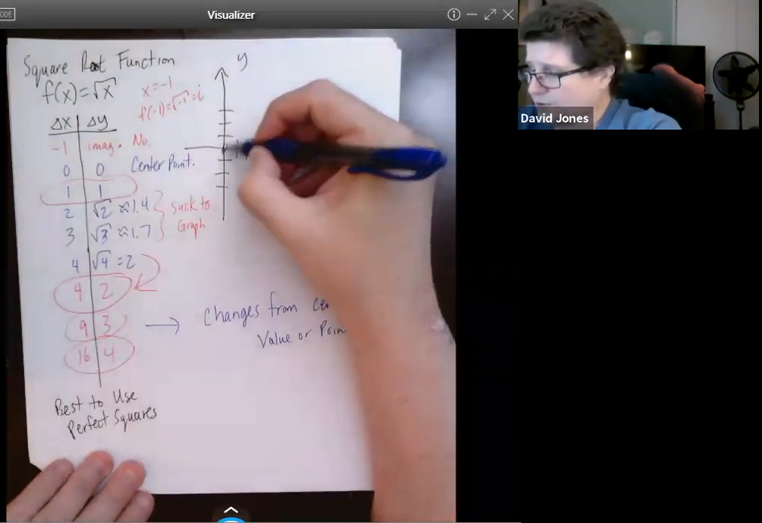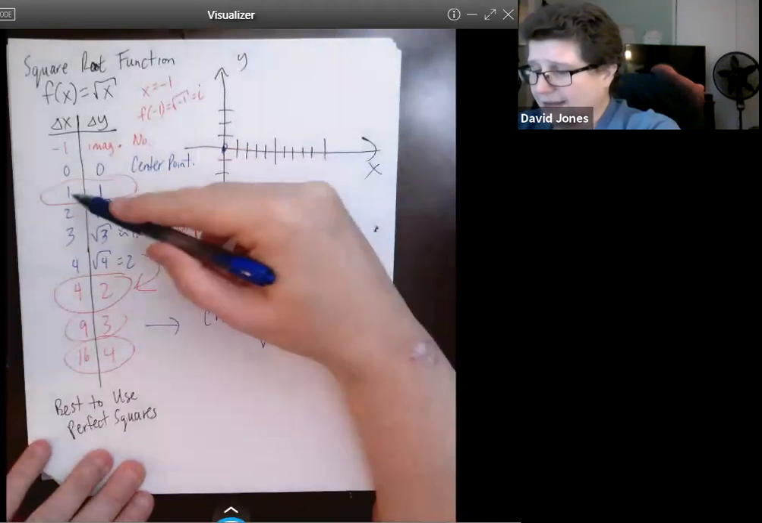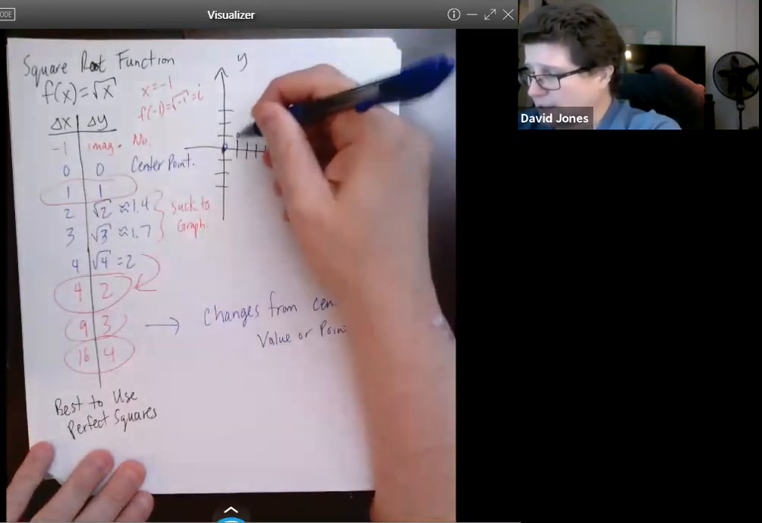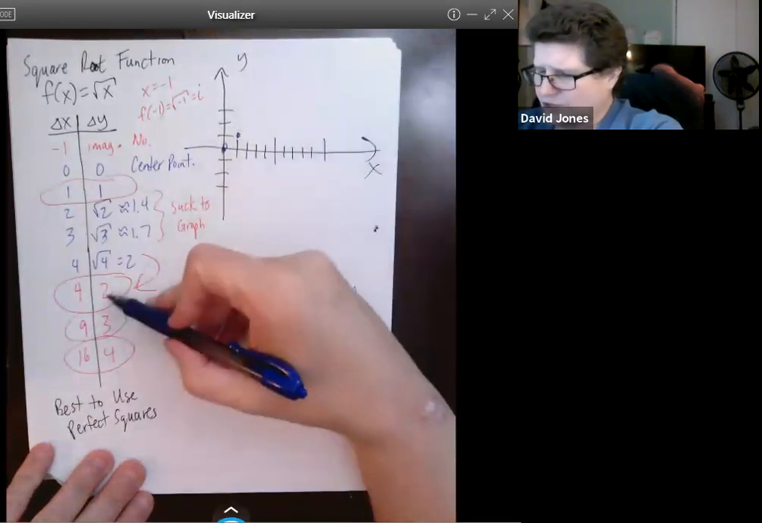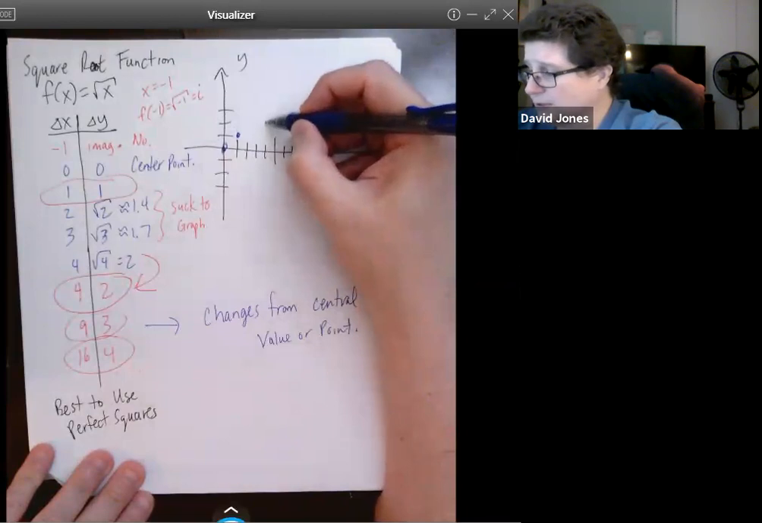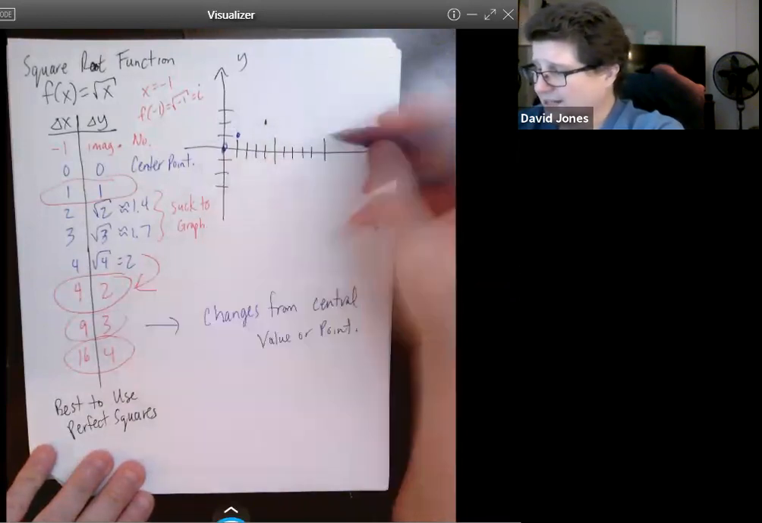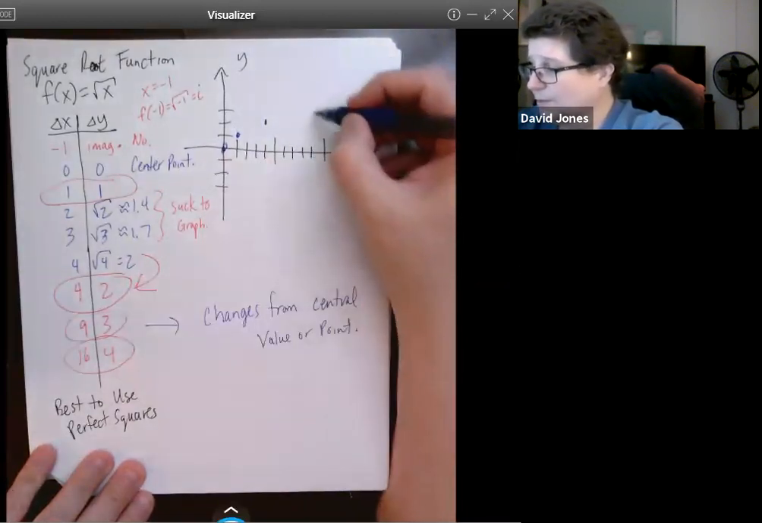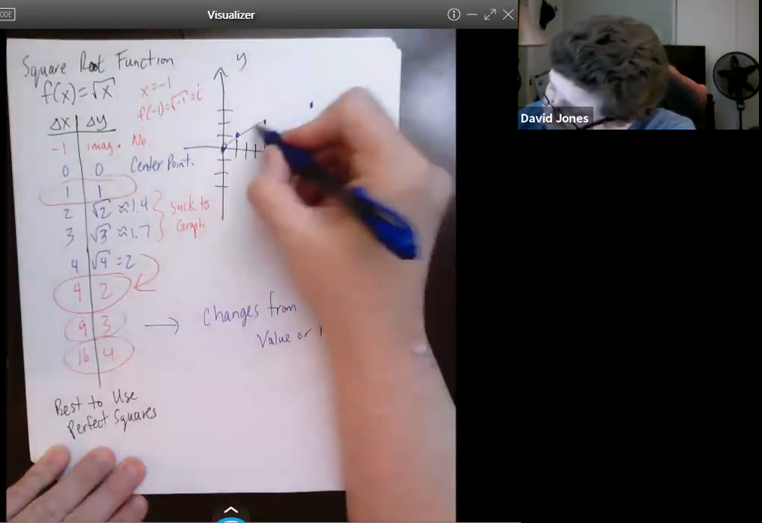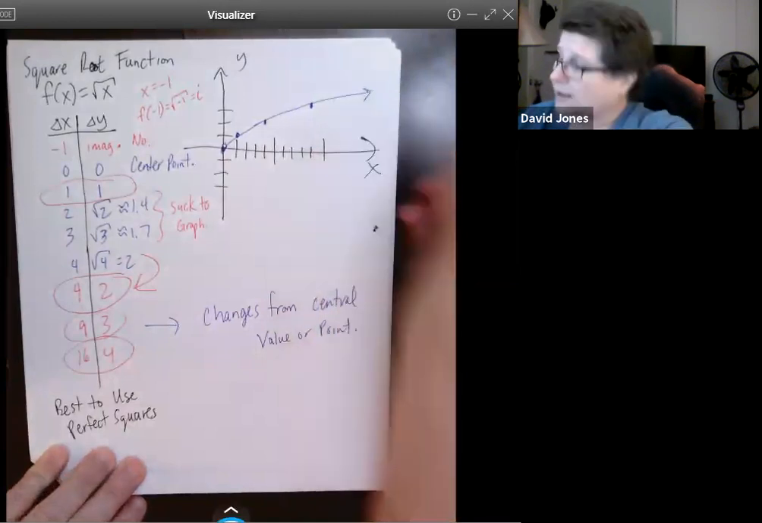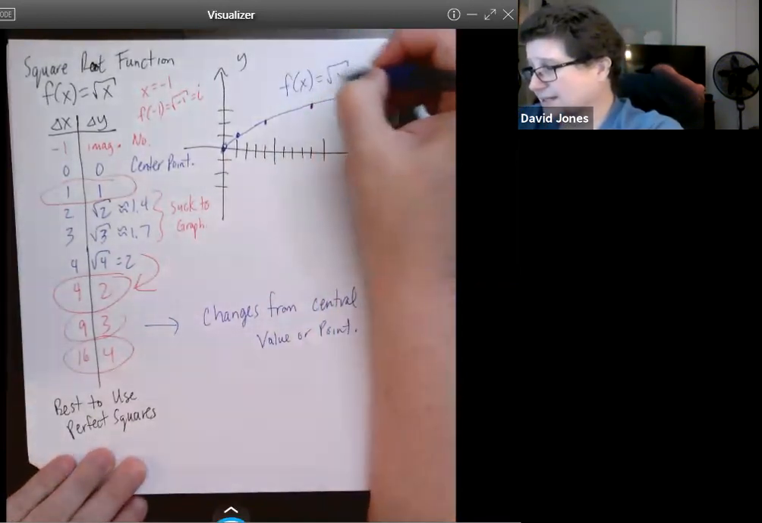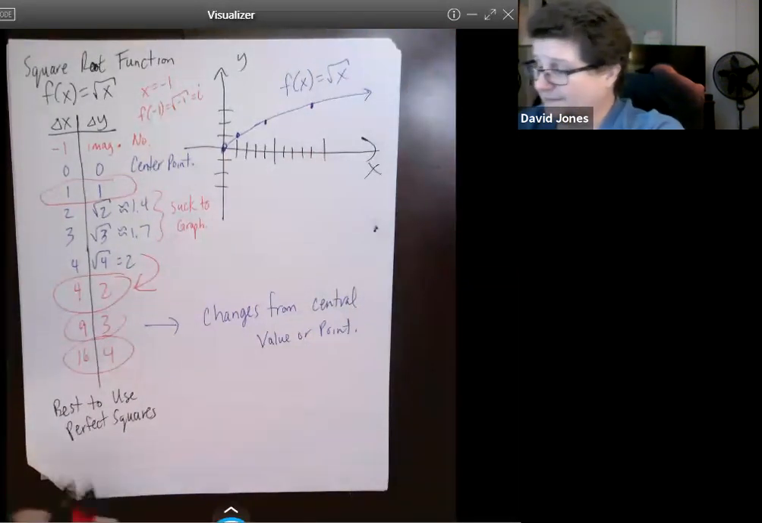So I've got 0, 0. If I have a change in x of 1, go right 1, I go up 1. If I have a change in x of 4, 1, 2, 3, 4, I go up 2. Change in x of 9 is way over here, I go up 3. And this is f of x equals square root of x. It's a function.